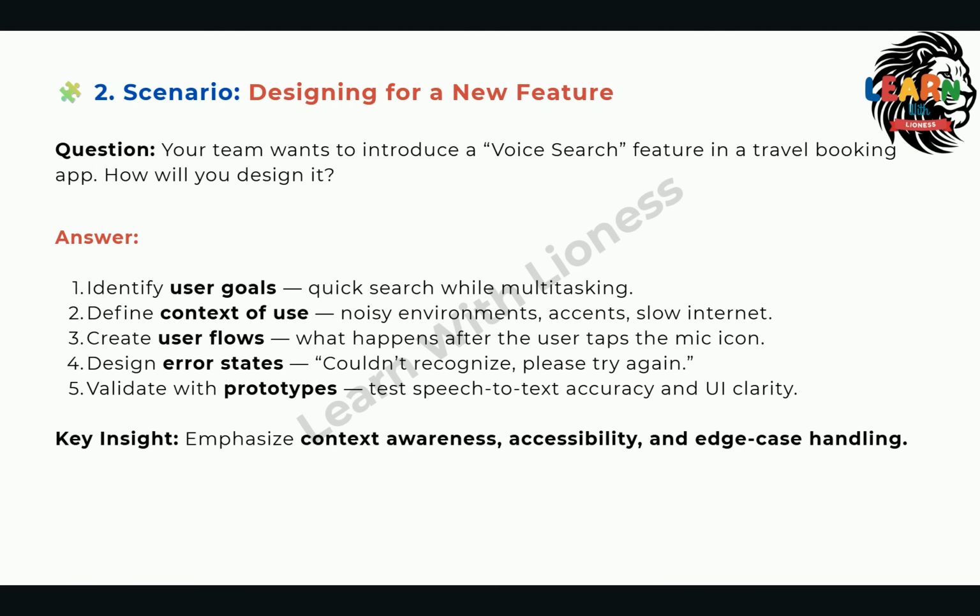Scenario 2. Designing for a new feature. Question. Your team wants to introduce a voice search feature in a travel booking app. How will you design it? Answer. 1. Identify user goals, quick search while multitasking. 2. Define context of use, noisy environments, accents, slow internet.